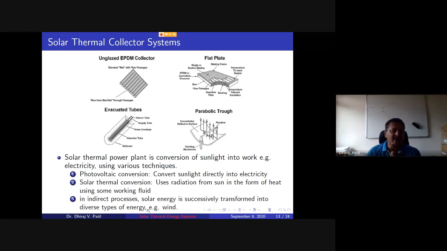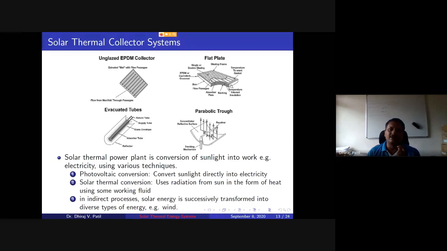We are not going to look at the indirect processes. We are not going to look at the photovoltaic conversion now. We are only concentrating on thermal conversion. You can convert by using various systems, and the very simplest system is this rubber, which we call EPDM rubber. This is unglazed, basically like a mat, where you have these flow passages, and it is painted black. You put this in the sunshine and get some useful delta T, that is a rise in the temperature for the fluid that is flowing through these manifolds.